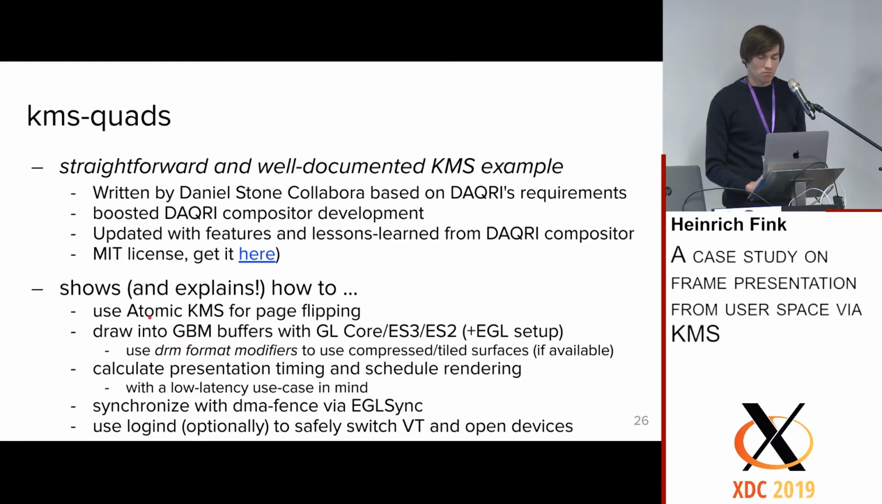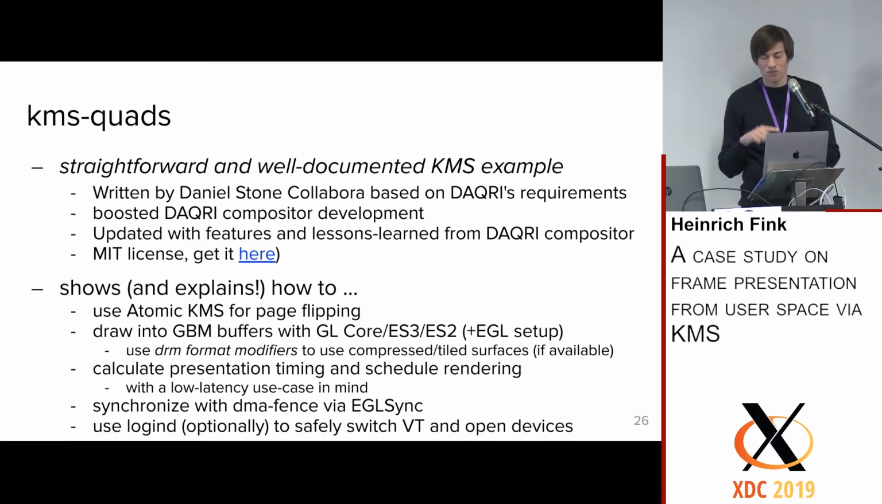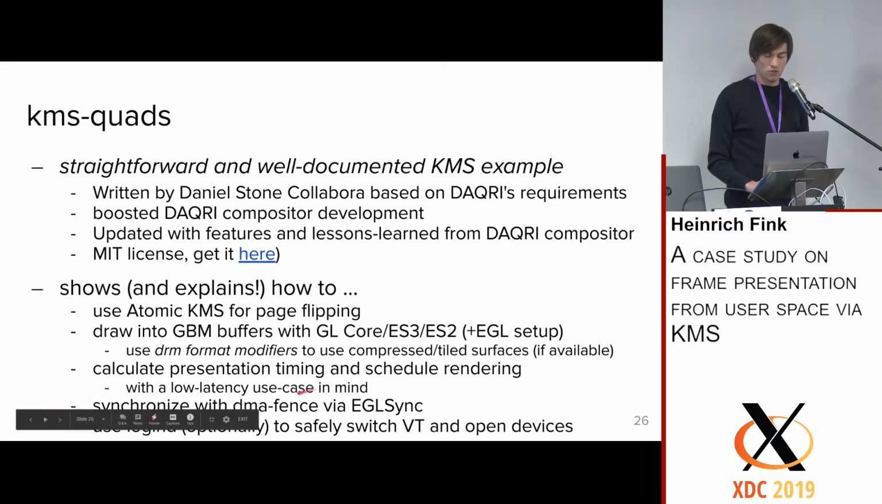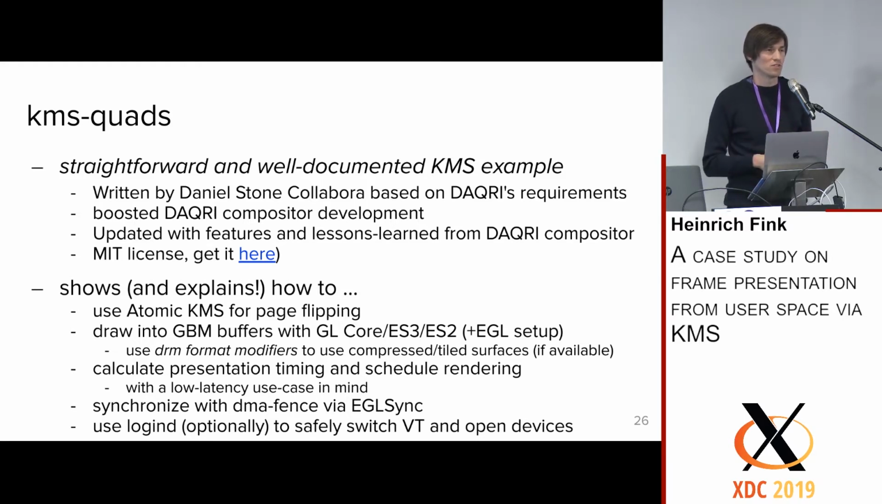And what it does, it really shows and explains with lots of comments in there how to use atomic KMS for page flipping, how to set up the whole GBM buffer chain and use OpenGL Core or ES3 and as a fallback ES2 together with EGL to render into these buffers, how to use the DRM format modifiers. There's a little bit of this presentation timing and scheduling also in there. I think it's currently still a merge request, but it's up there. And finally, use of DMA fences via EGL sync is also in that sample. And it optionally uses logind to switch to a virtual terminal and open the devices, so it's kind of nice to use as it doesn't screw up your system too badly if it crashes.